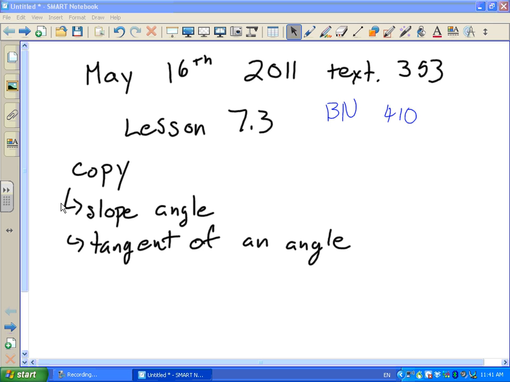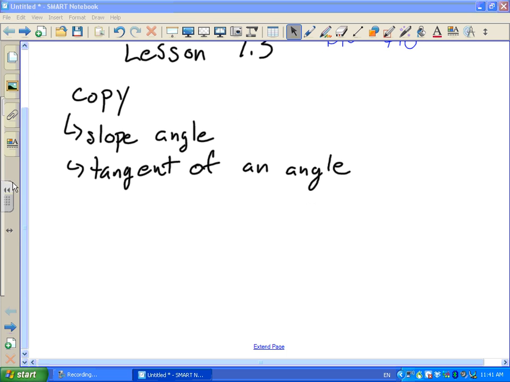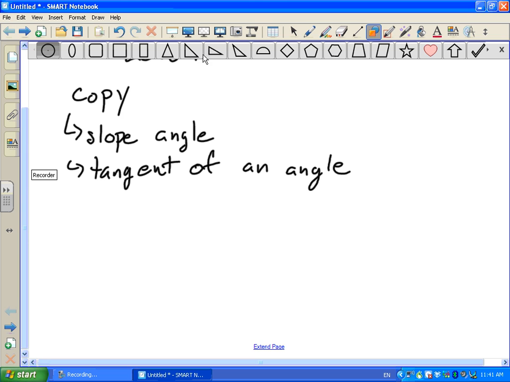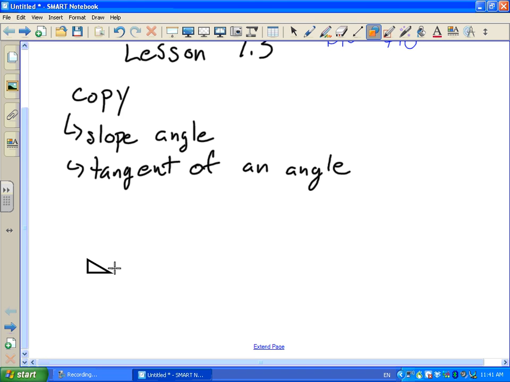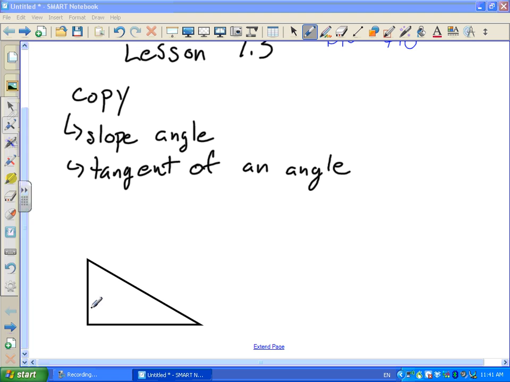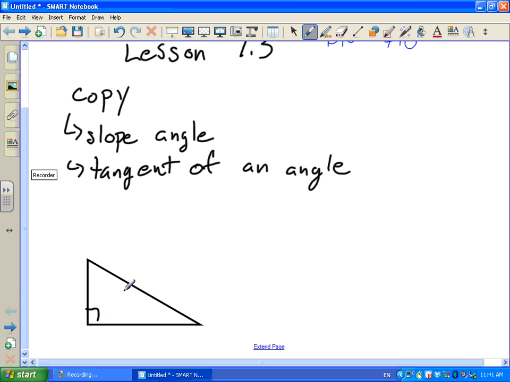Today we are going to be learning about the tangent ratio. We're going to cover 3 ratios of this type, okay? First of all, what's very important to learn is this ratio we're going to cover only works with right-angled triangles, okay? So we're talking about right-angled triangles. The very first thing we're going to do is learn how to name these triangles.